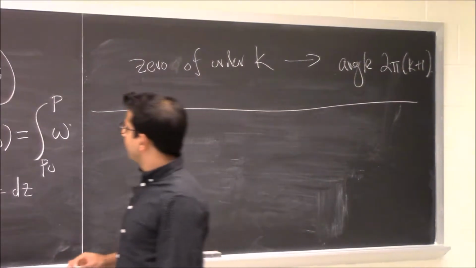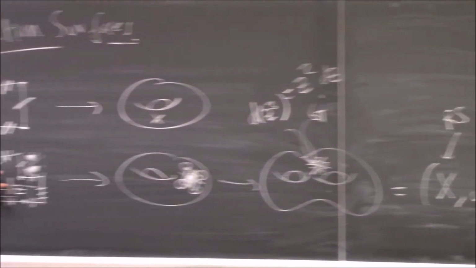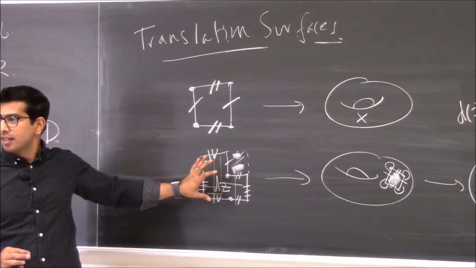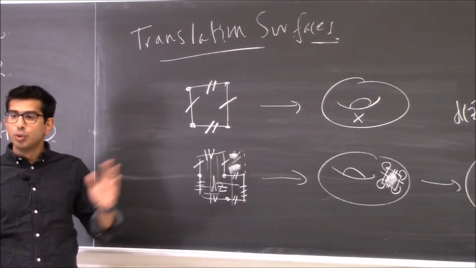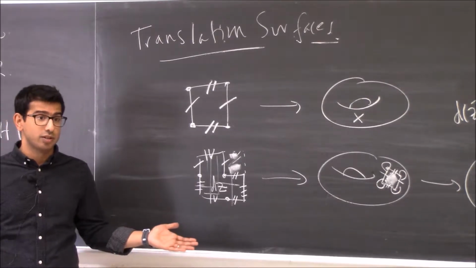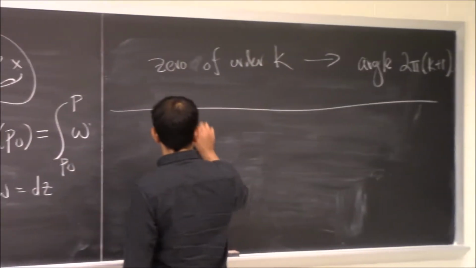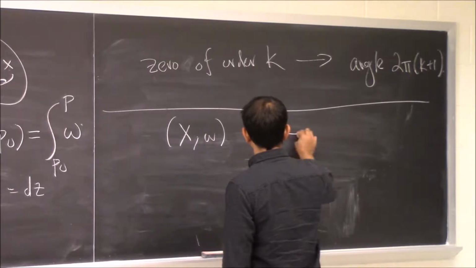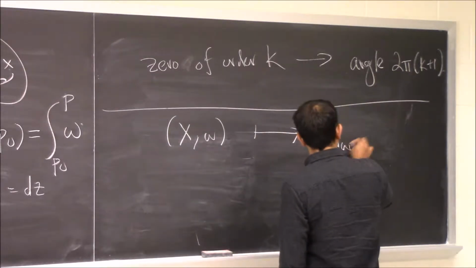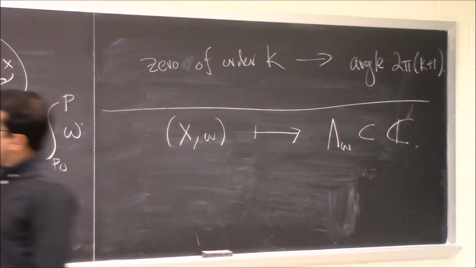And now, if you don't want to think about the complex analytic picture, just think about this picture. Think about polygons where each side has a parallel friend of the same length, and you glue the parallel sides by translation. Okay, so that's what we're looking at. And associated to any X, omega, any pair like this, I'm going to associate a discrete subset of the plane. How am I going to do this?